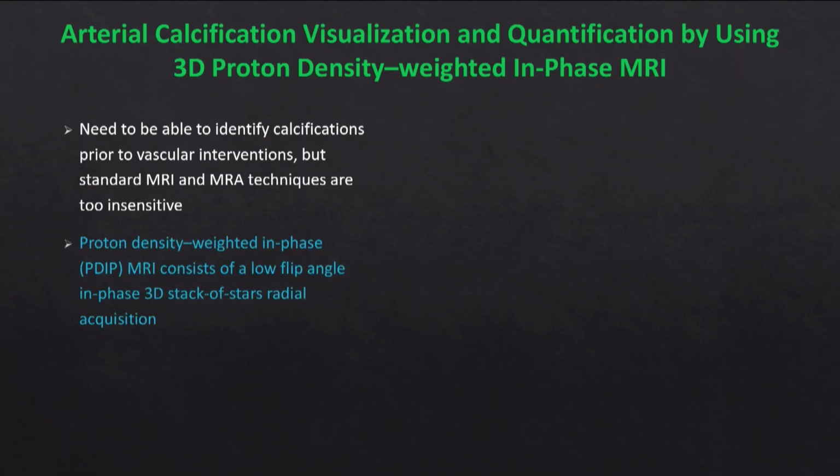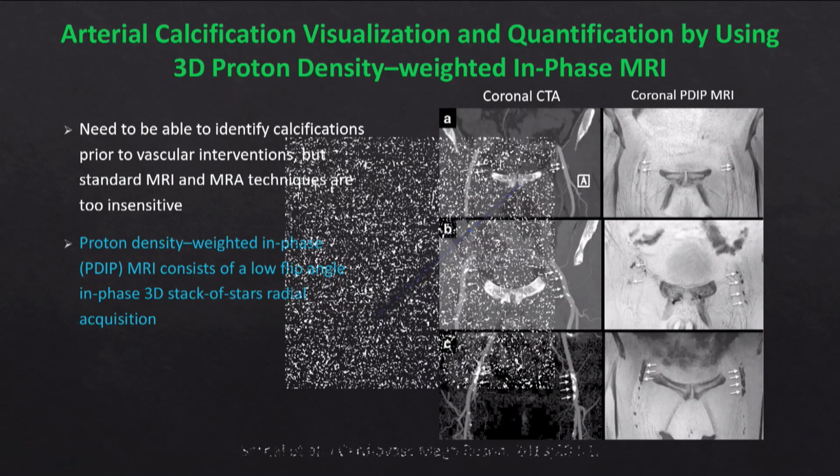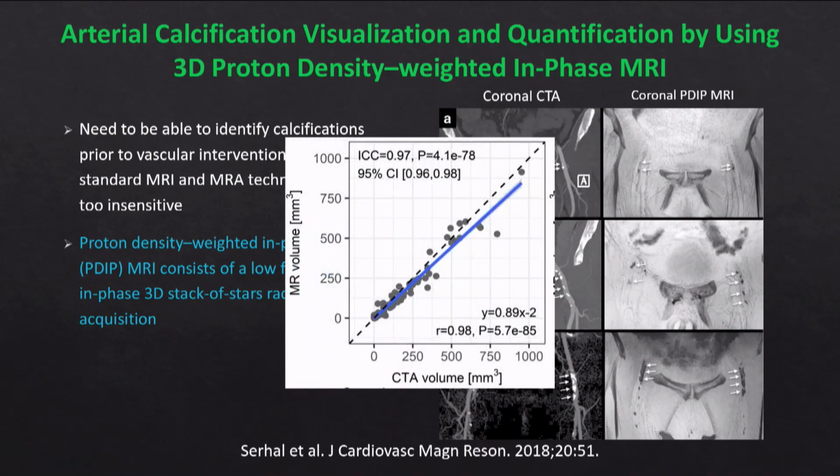We used a proton density in phase, again a radial stack of stars technique, and you can see that in these images, everything is gray except the calcifications, which appear dark. And it makes it very easy to see the calcifications. And Giles Roditi's group did a very nice paper as well for looking at thoracic aortic calcification that was published recently. And in our work, we showed near perfect correlation between CT and MR using this. And there've been others, of course, that have done work in this area as well.